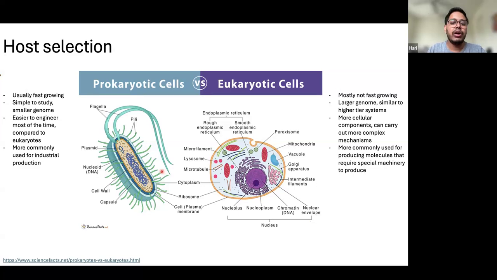And because of the ease of handling of the prokaryotic cells and how fast they grow, they are more commonly used in bulk manufacturing of synthetic molecules. They are much more frequently used in industrial production. And eukaryotic cells are mostly used for producing proteins that are much more complex and cannot be created by the prokaryotic cells.